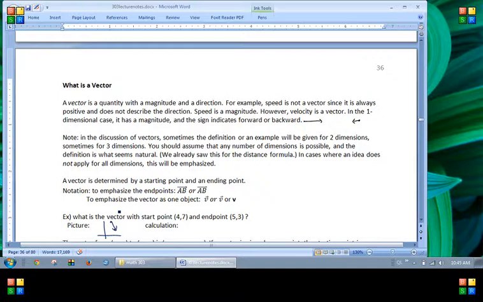Now, what is the vector itself? Well, it goes from 4 to 5. So the x-coordinate goes from 4 to 5. So the x-coordinate is increasing by 1. So you get that by saying 5 minus 4. And then what about the y-coordinate? The y-coordinate is going from 7 to 3. So that's negative 4.